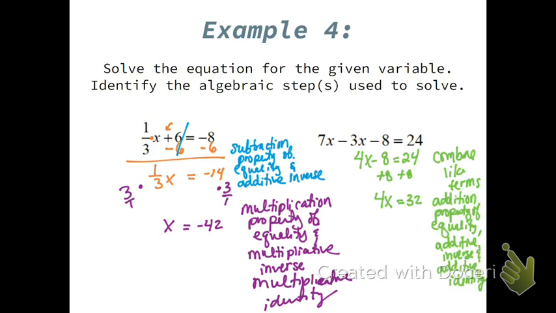Right, and then last thing I would do is divide both sides by 4 to get the x by itself, and that's going to leave me with x equals 8. A lot of things going on there, so I'm dividing both sides by the same number. That's division property of equality. On the left-hand side, the 4 divided by 4 equals 1. That is, technically, my multiplicative inverse, because really that's the same thing as doing 4 times 1/4 equaling 1. And then 1 times x just equaling x, that's my multiplicative identity.